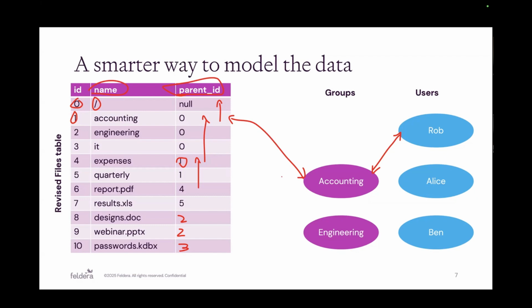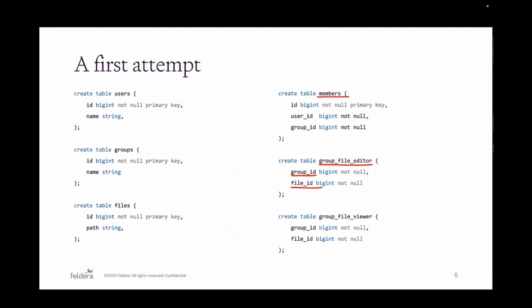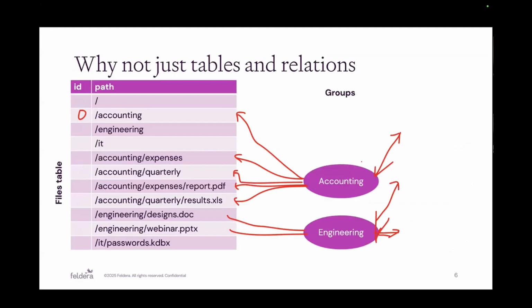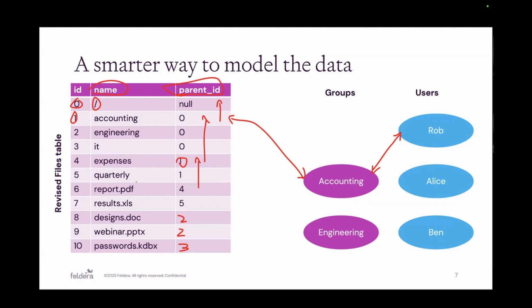And so that's good enough, but the difference is now we can no longer just query the file editor table to figure out whether accounting can access report PDF. It just won't be in there. It's implicitly there, so what we need to do is write a view that computes all the files that are under accounting. And then we can still do the same thing of trying to figure out whether Rob actually has access to report PDF. And so that's the gist of it. That's the key thing that we're trying to achieve here.